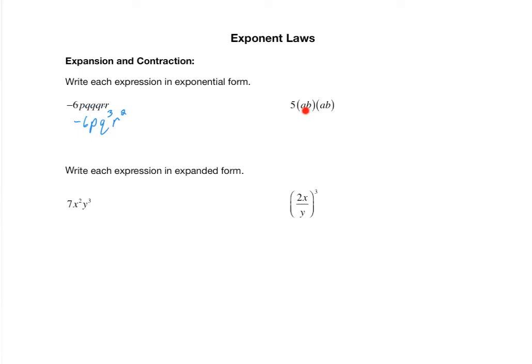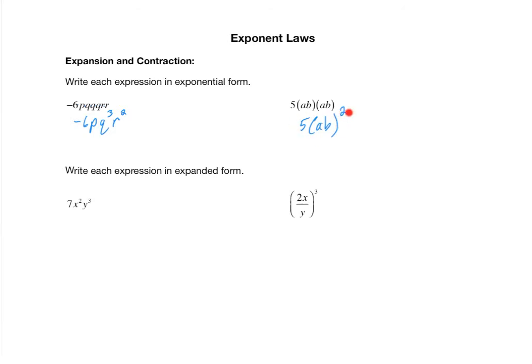We've got AB as its own factor and AB as its own factor. Notice there's a repeated factor of AB. So instead of writing the AB twice, we can write this as 5 times AB, that quantity, to the second power. This is the contraction of this expression. This is its exponential form.